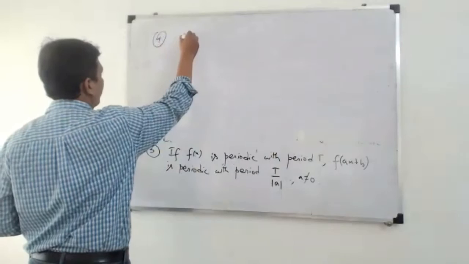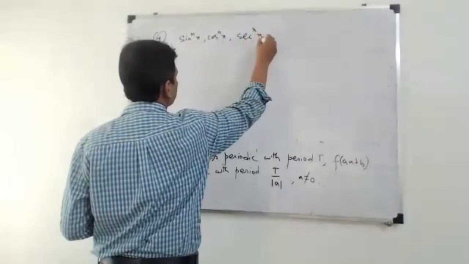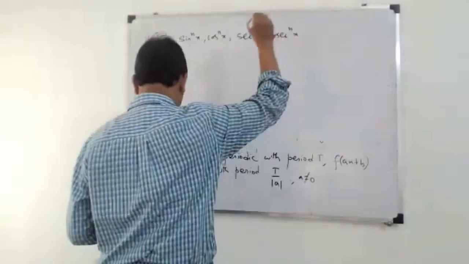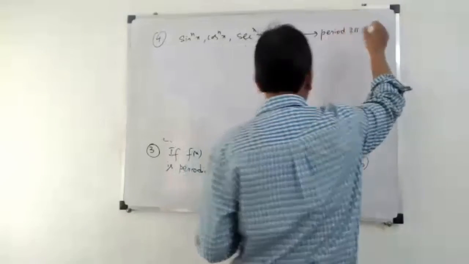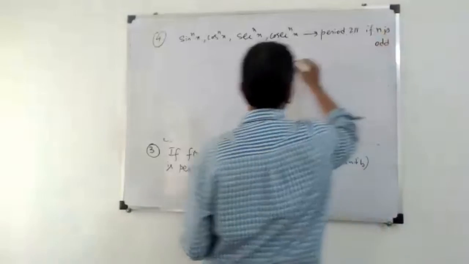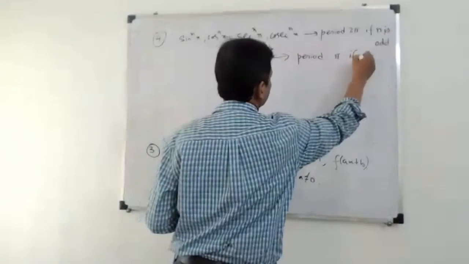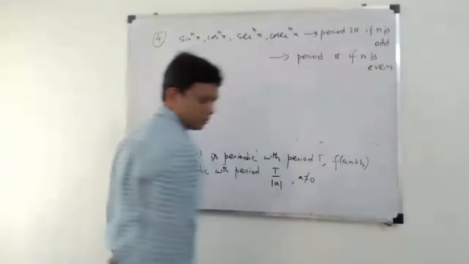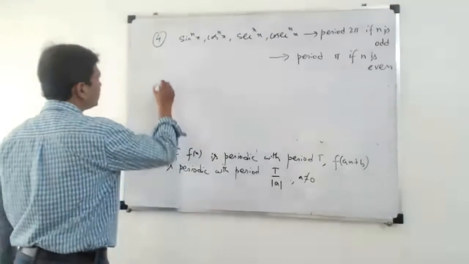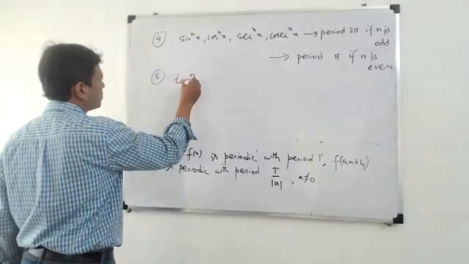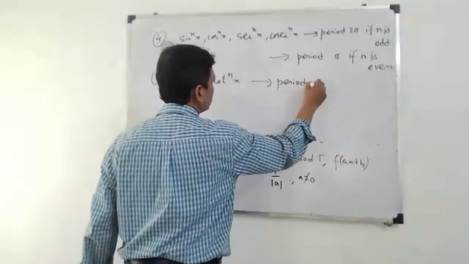Sin to the power n x, cos to the power n x, sec to the power n x, cosec to the power n x have period 2 pi if n is odd, and period pi if n is even. Tan to the power n x, cot to the power n x have period pi, whatever be n.